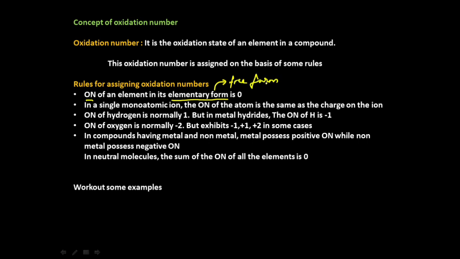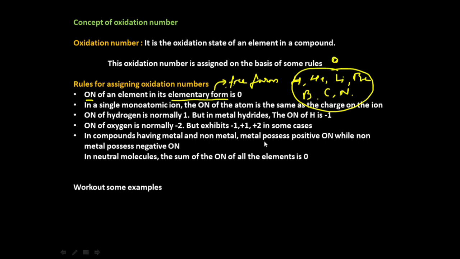Free form means whatever elements you see in the periodic table are nothing but free elements like hydrogen, helium, lithium, beryllium, boron, carbon, nitrogen. So these are all elementary forms of elements. These elements in their elementary form will possess oxidation state 0. So the oxidation state of any element in its free state or elementary state is 0. That is the first rule.